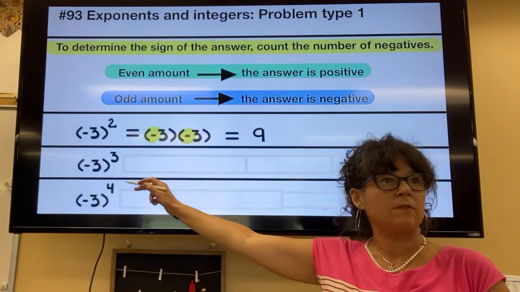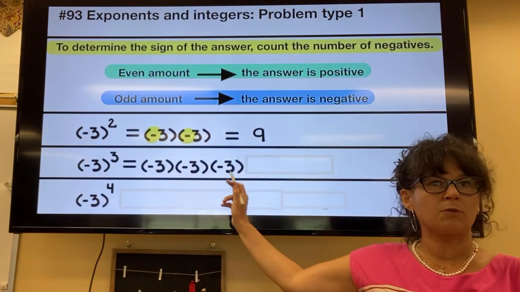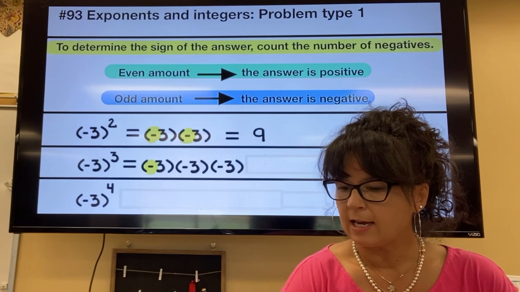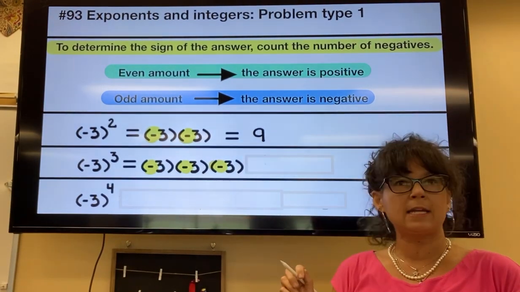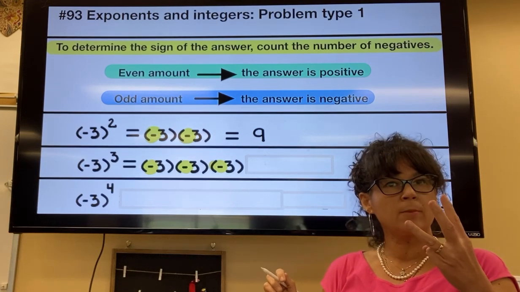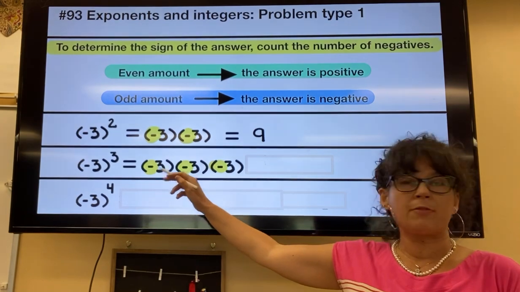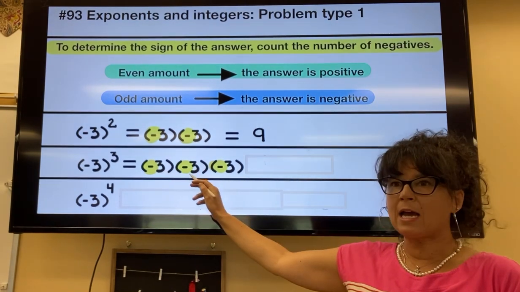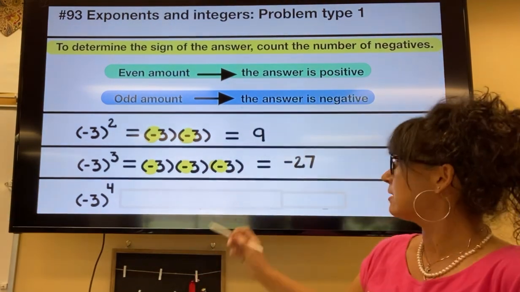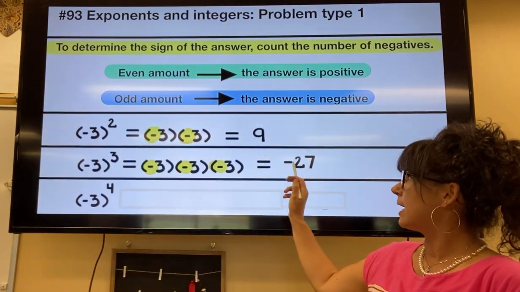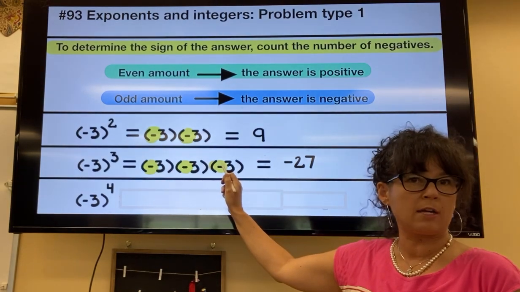Okay, if I do -3 to the third power, which is -3 times -3 times -3, again, I count how many negatives there are. There's 1, 2, 3 negatives. 3 is an odd number, so my final answer is going to be negative. And then let's think about the number. 3 times 3 is 9, and 9 times 3 is 27. So my answer is -27. Again, it's negative because there were 1, 2, 3 negatives, which is an odd number.